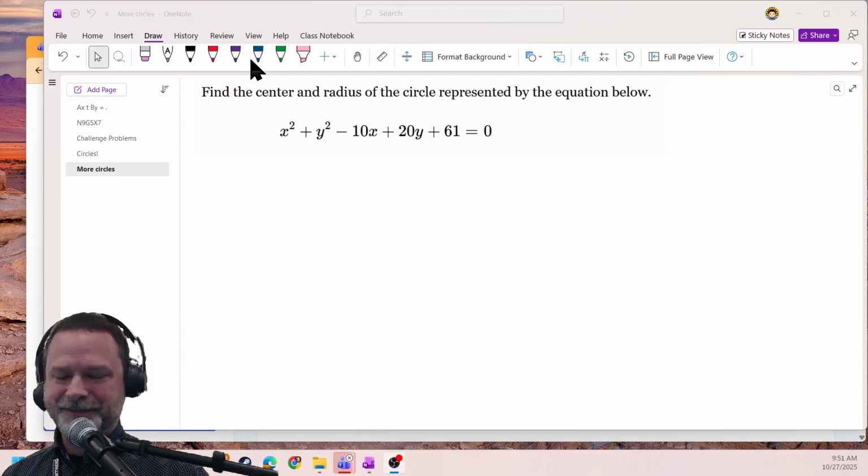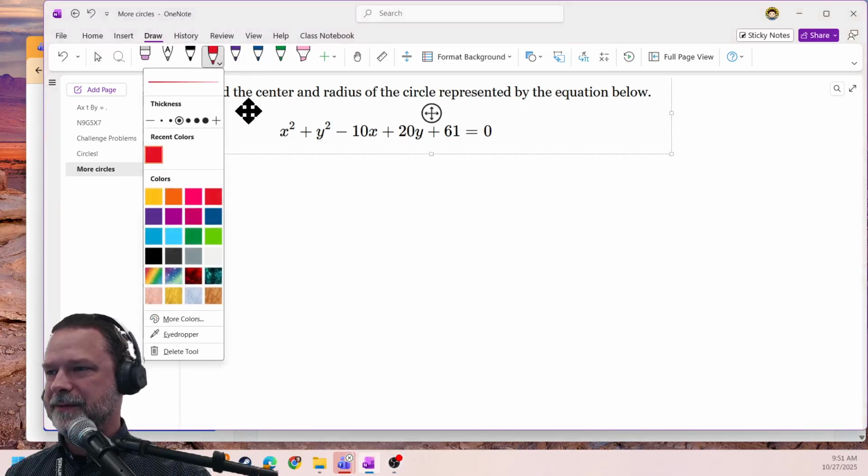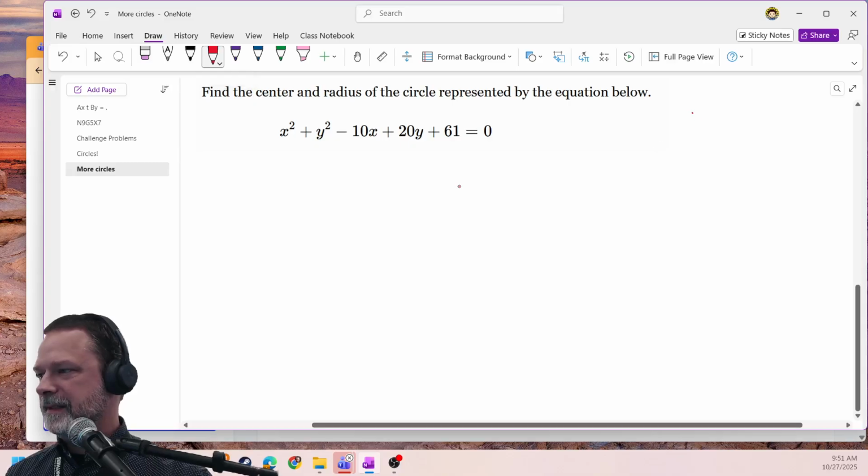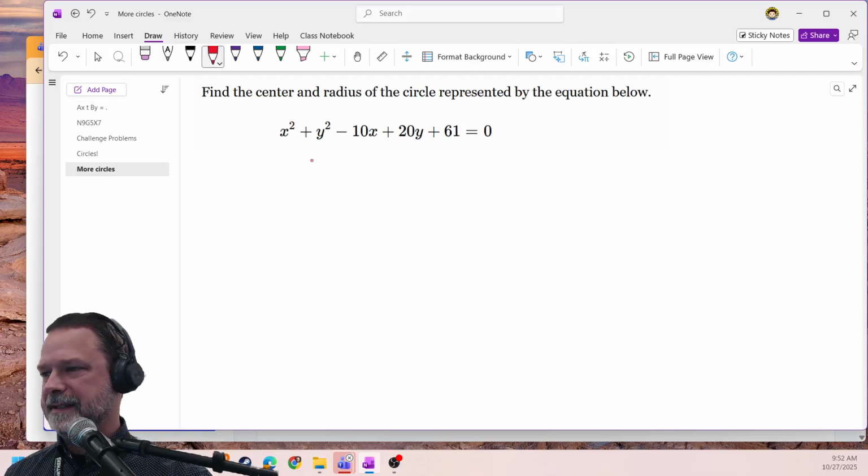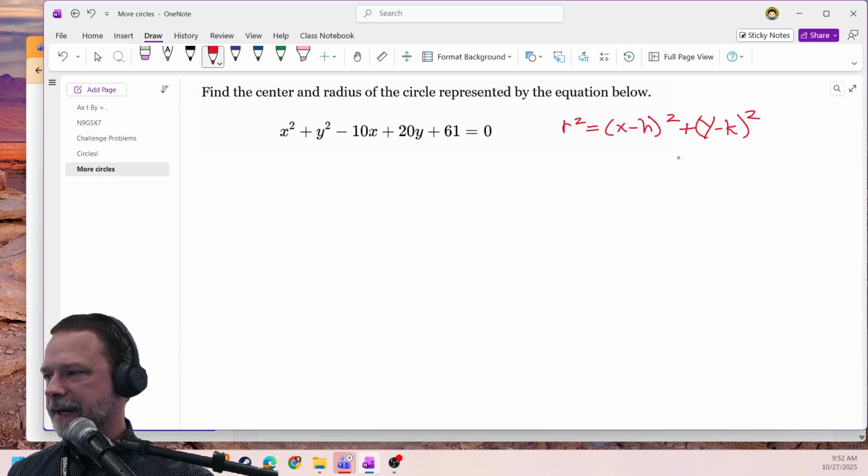It's super fun. And there's a couple ways to do this. So it's been a while since I've done this, so let's see if we can figure this out. The way we do this is we need to complete the square. The goal is to get it in our happy form: r squared equals x minus h squared plus y minus k squared. There it is. We want to get it in that form. So how do we get it in that form? Well, we complete the square.